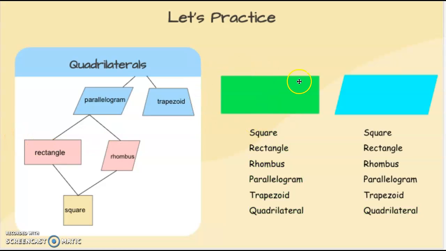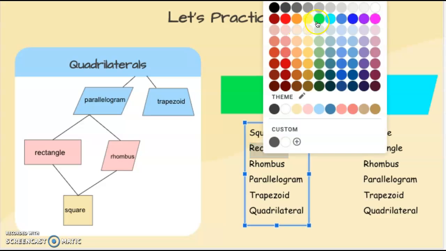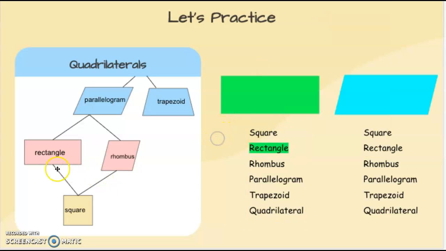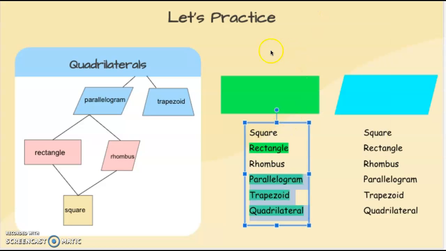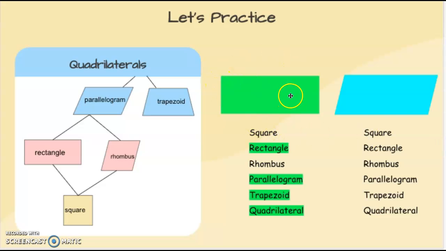Let's look at this shape right here. This shape, you should know right off the bat, again, is a rectangle. If we know that it's a rectangle, again, we can't go sideways, we can only go up. So if it's a rectangle, we know it has to be a parallelogram, has to be a trapezoid, and has to be a quadrilateral. We know that this shape right here is not a rhombus because all sides aren't equal. And that's the same reason we know it's not a square, because all sides are not equal.